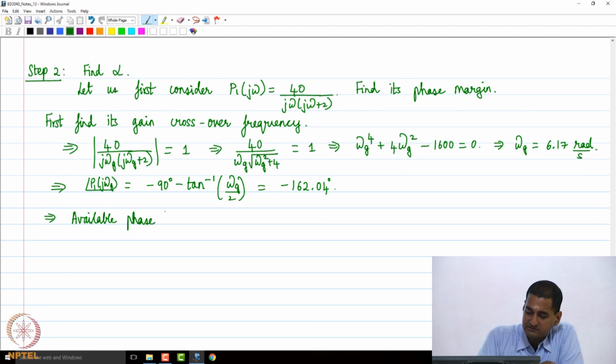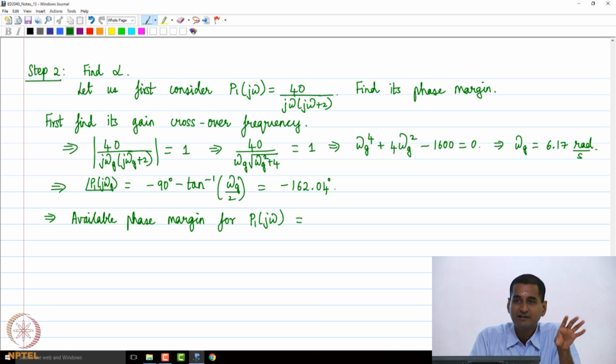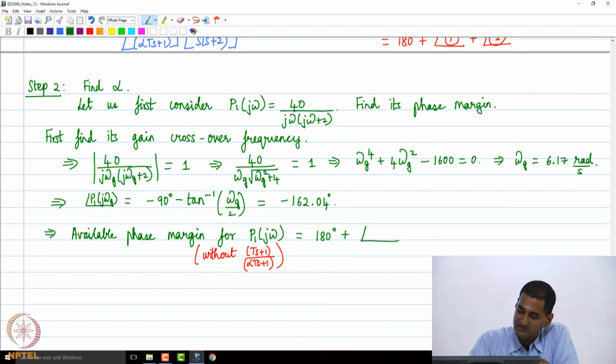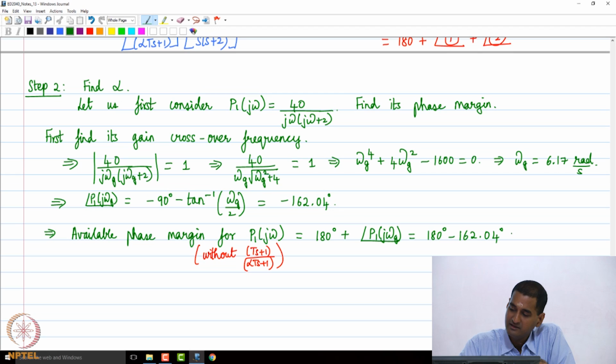So this implies that the available phase margin for P1(j omega), which is the uncompensated system, suppose I do not multiply the second factor (Ts + 1) divided by (alpha Ts + 1), is going to be equal to 180 degrees plus the phase of P1 at j omega g, that is 180 degrees minus 162.04. How much is that?